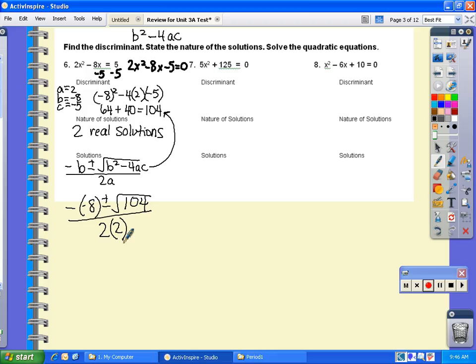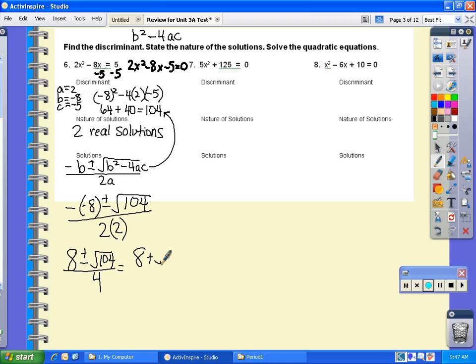Now it's just a matter of simplifying. From here you can simplify the radical and keep your answer in terms of radical, or you can evaluate it for decimals. So either way will work. But you're going to have 8 plus or minus the square root of 104 over 4. Now you're going to split that up into your two equations. So you have 8 plus square root of 104 over 4 and 8 minus the square root of 104 over 4. If you want to simplify the radical, you can go ahead and do that, or just evaluate both of those.